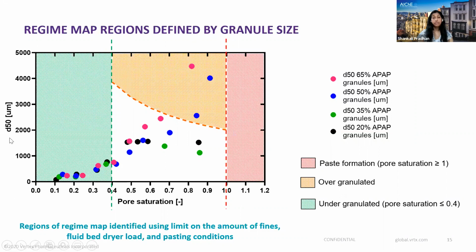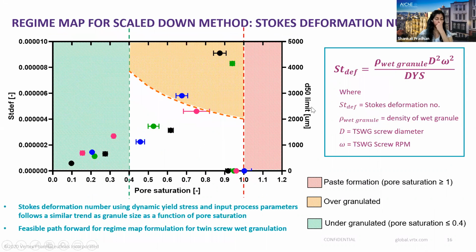So if we overlay our D50 of the granules on these regions, you can see that the D50 is very low for undergranulation. You don't have granules for paste formation. And then we can identify regions which are at a risk of overgranulation using this regime. So this is how our final regime map would look like.